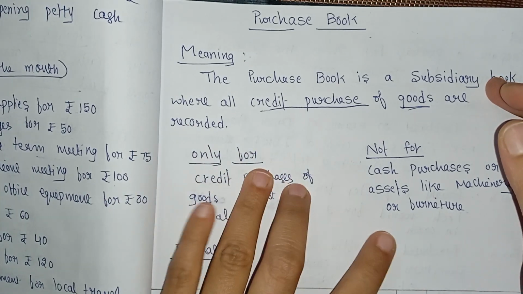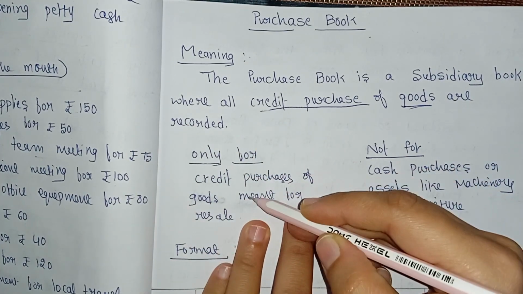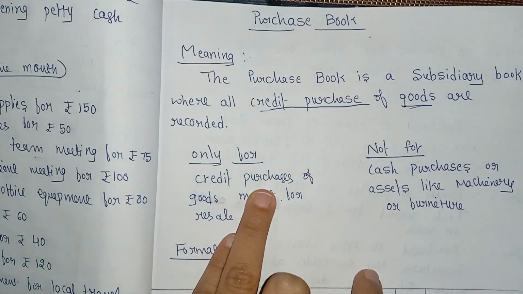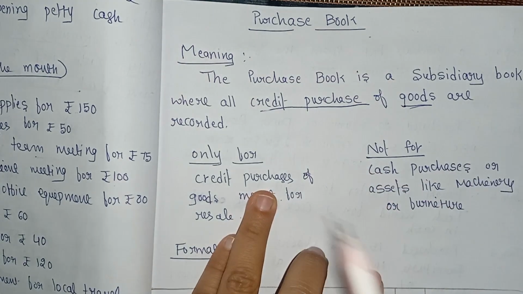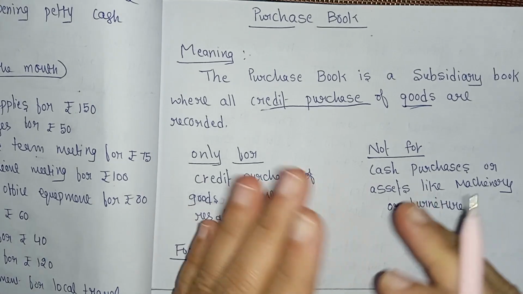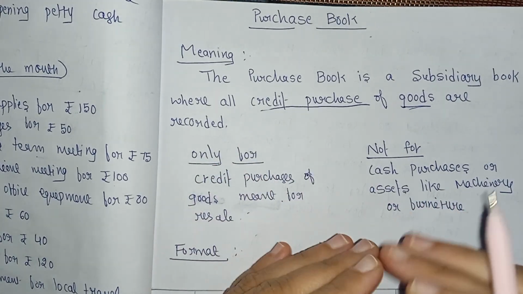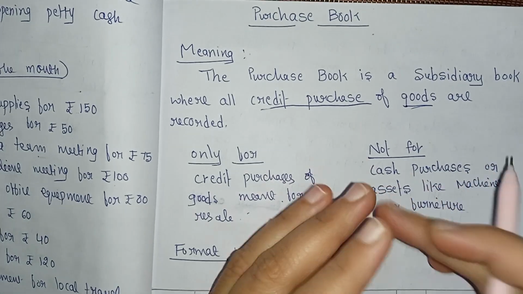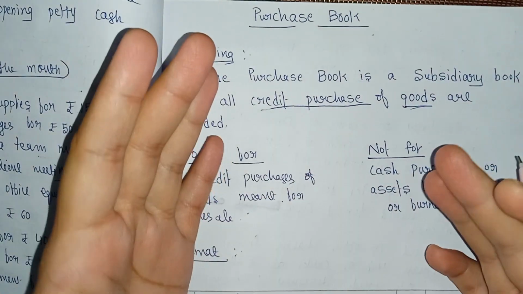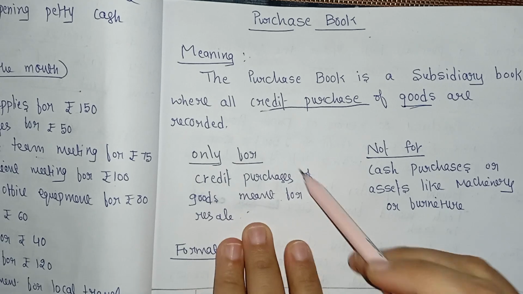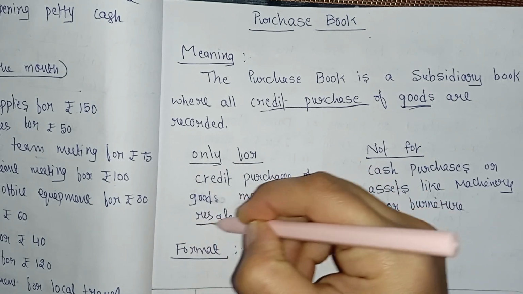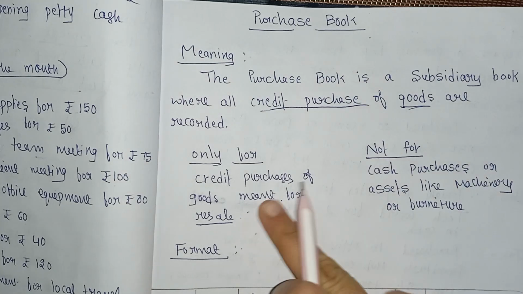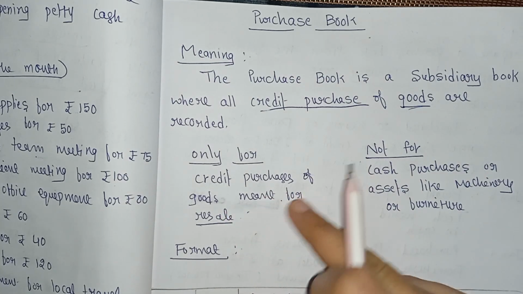It means only credit purchases of goods meant for resale. First, we will learn what a credit purchase is. Credit purchase means purchase of goods or services where payment is not made immediately, but he will pay the amount at a later date. That is the credit purchase of goods meant for resale. In this purchase book we will record only the credit purchases of goods that are meant for resale.